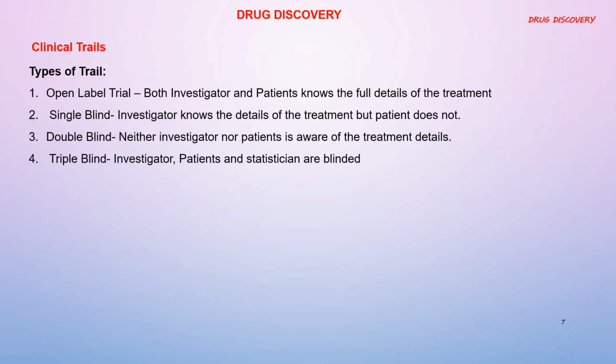The different types of trial that are used are open label trial, where both the investigator and the patient know the full details of the treatment. Single blind trial, where the investigator knows the details of the treatment but the patient does not. Double blind, neither the investigator nor the patient is aware of the treatment details. Triple blind trial, investigator, patient, and statisticians are blinded.